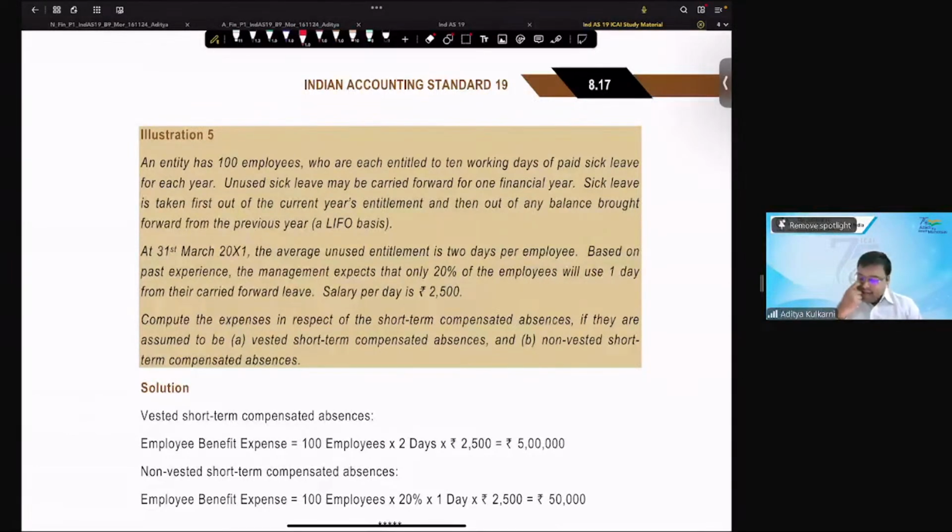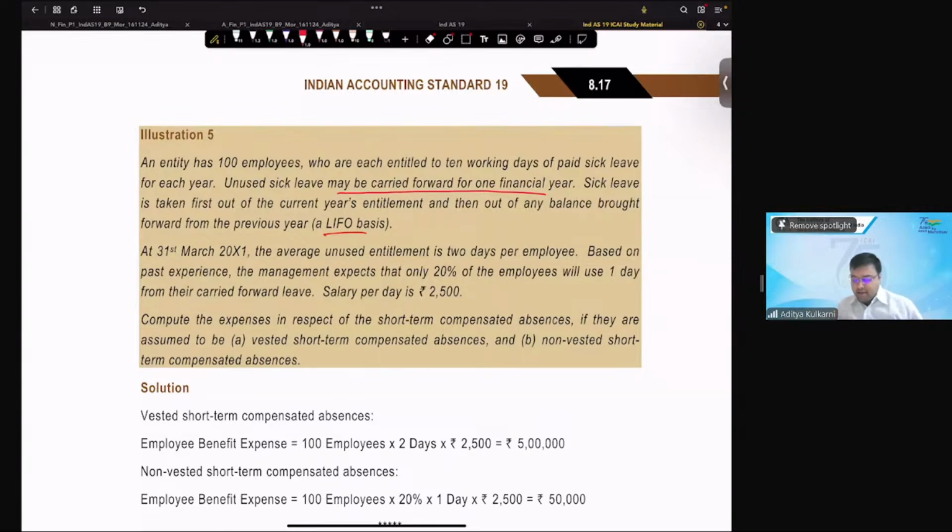An entity has 100 employees who are each entitled to 10 working days of paid sick leave for each year. Unused sick leave may be carried forward for 1 financial year. उसके बाद carry forward नहीं होगा. Sick leave is taken out of current year's entitlement and then out of the balance brought forward, what I explained in the earlier question on a LIFO basis.